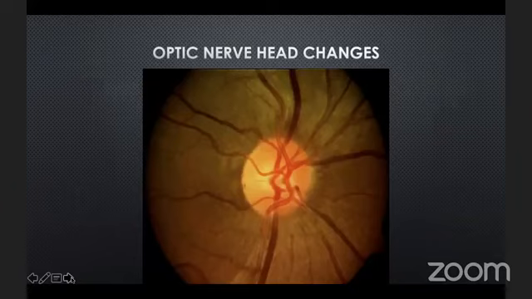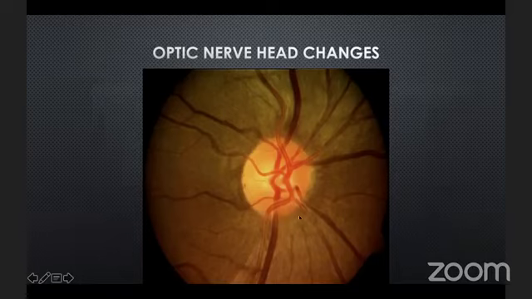Next comes the optic nerve head changes. As we defined earlier, glaucoma is an optic neuropathy. Neuropathy means damage pertaining to the optic nerve head. To understand the glaucomatous damage, first let us understand how a normal optic nerve head looks like.